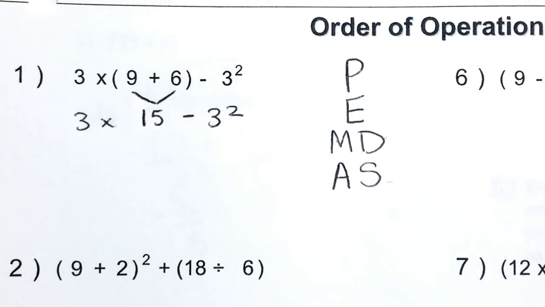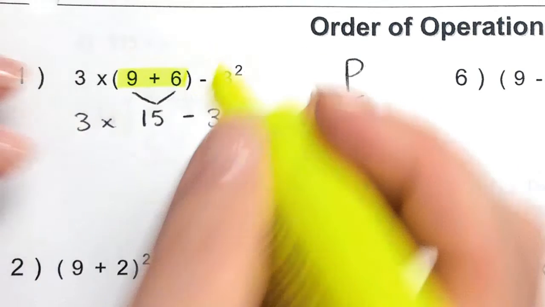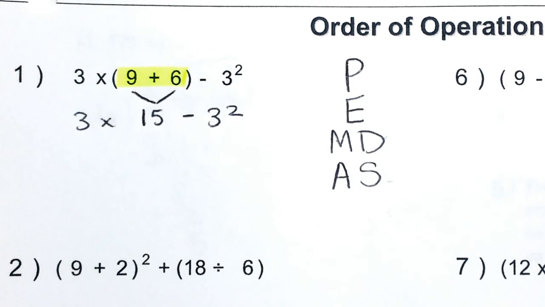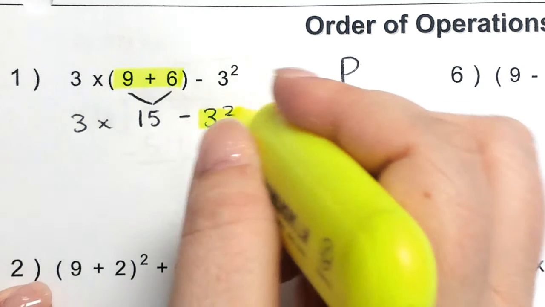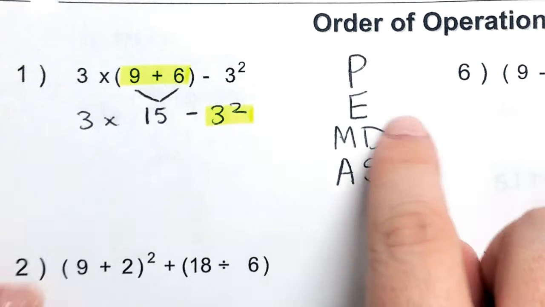So I only did what was in parentheses. Once I did what was in parentheses, did I leave my parentheses? No, I stopped writing them. All right, what am I going to do next? Jackson? 3 times 15. We're not quite ready to do 3 times 15 yet. Micah? The exponent. So that 3 to the second power right there, that is an exponent.